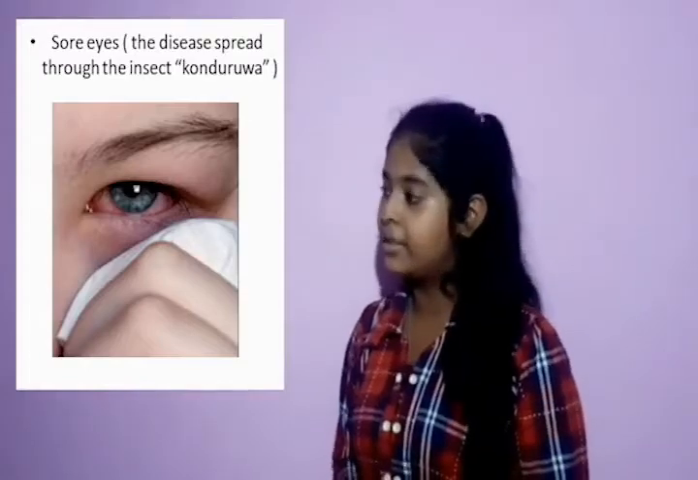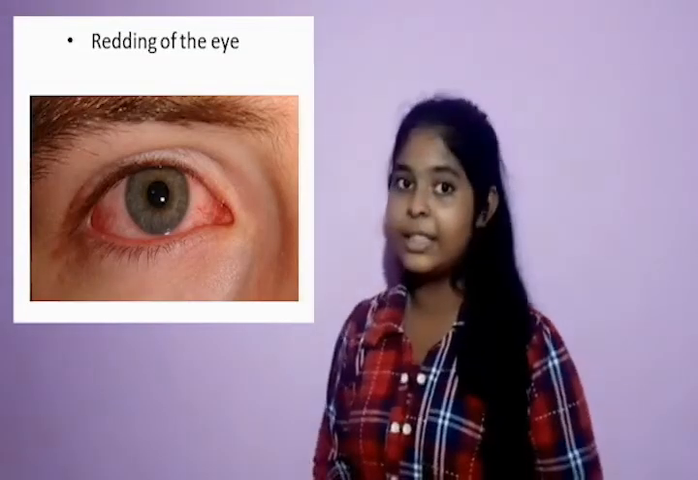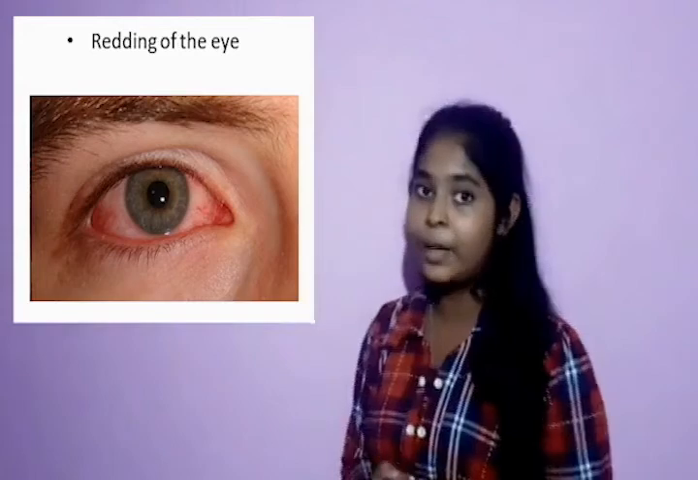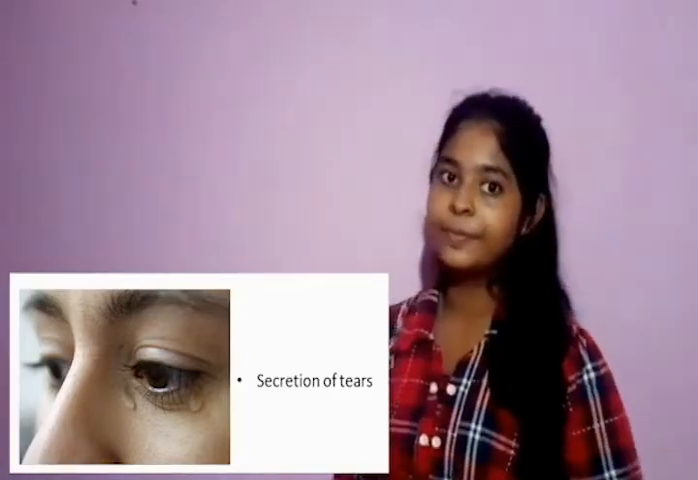In addition to the above mentioned diseases, eye infections are also a big problem for the eyes. They are spread by viruses, so they can be cured by medical treatments. The first one is sore eyes. It is spread by the insect called Cordula. Second one is fading of eye. You can see here the white part of the eye turns into red color. And the last one is secretion of tears from the eye.